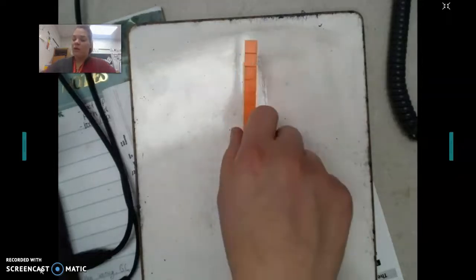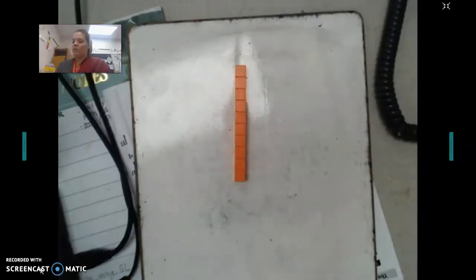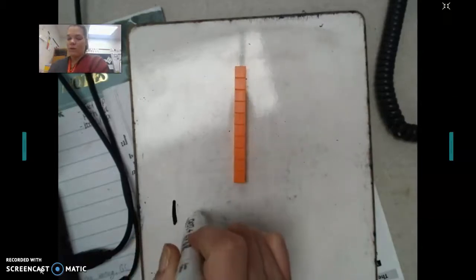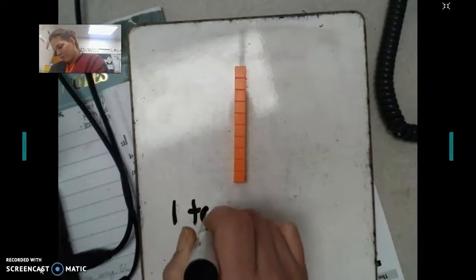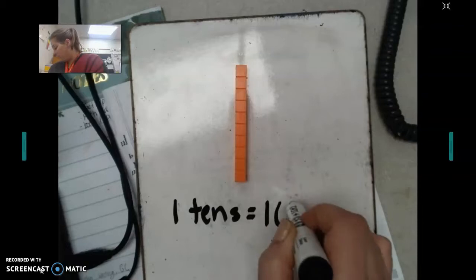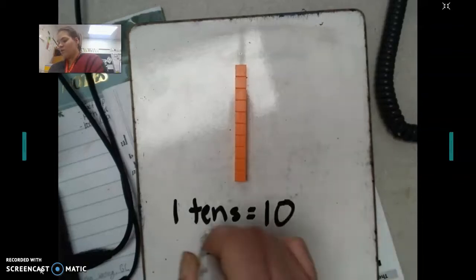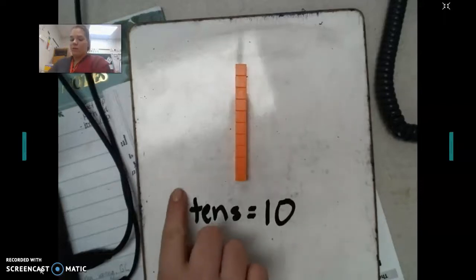So if you look here, I have 1 group of 10. So this is 1 tens, or it could be 10. So 1 tens equals 10. So then, we'll erase this.